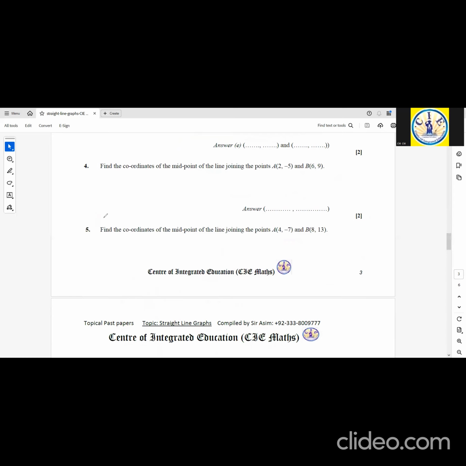Now this is the find the coordinates of the midpoint of the line joining the points A 2, -5, B 6, 9. So the midpoint is 2 plus 6 divided by 2, and then -5 plus 9 divided by 2. That will give me 8 by 2, that is 4, and -5 plus 9, 4 by 2, that is 2. So this is 4, 2.